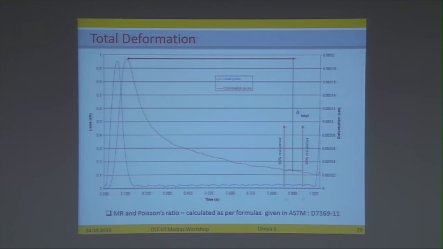And similarly, we have total resilient modulus. How will we calculate that? We have to find the total recoverable deformation. We take the average of the deformation at TE and TF, which are 0.855 seconds and 0.956 seconds. The deformation at these times is averaged to give the total recoverable deformation. From that, there is a procedure in the ASTM standard. You may please refer to ASTM D7369, and we calculate Poisson's ratio as well as resilient modulus.